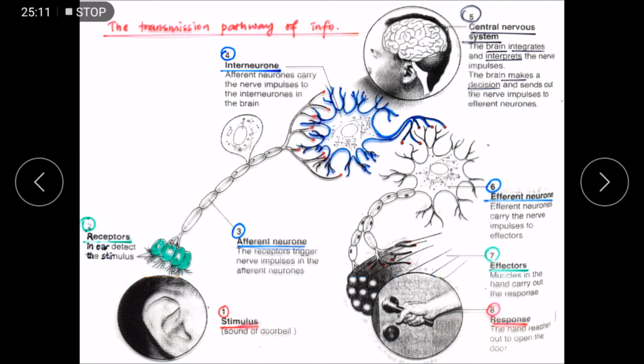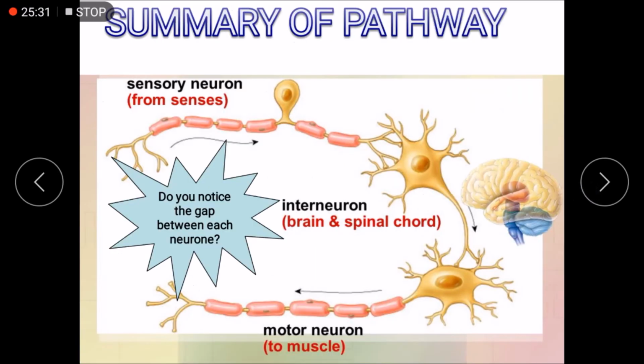So the transmission, this is what you have in the textbook, a simpler one. From the ear, see the green part here, it goes to the afferent, then the interneuron in the brain, then back to the efferent, then the effector, which gives out the response, to open the door when the doorbell is detected by the ear. This is the summary of the pathway: from the sensory neuron to the interneuron, then to the motor neuron.